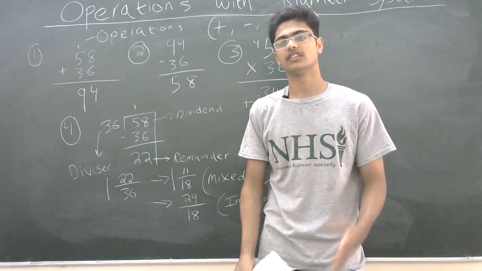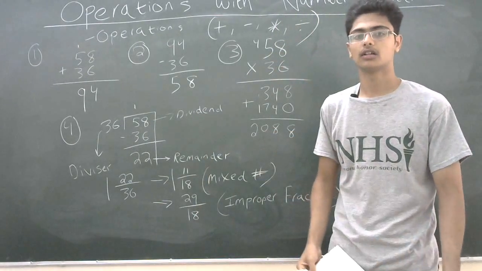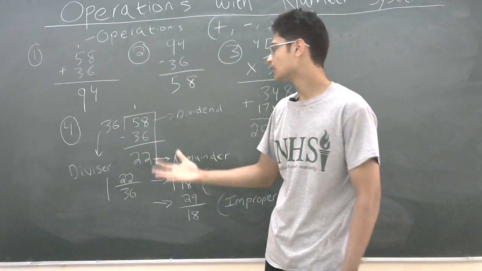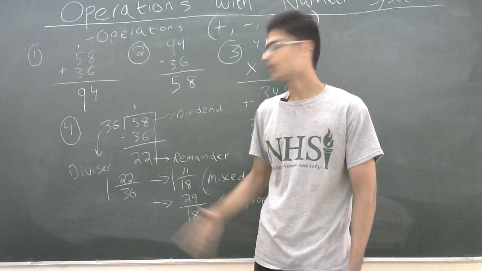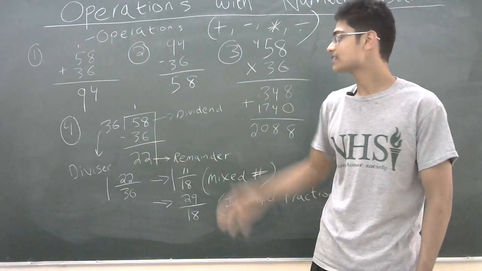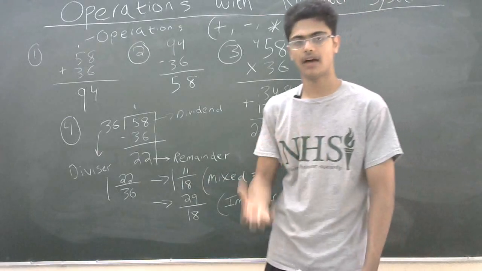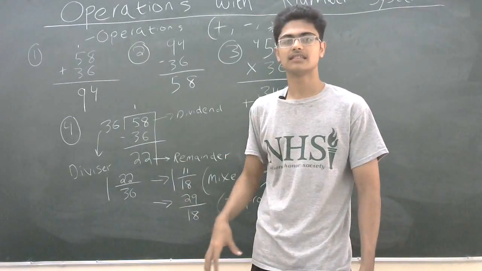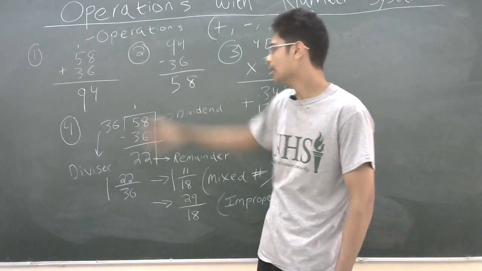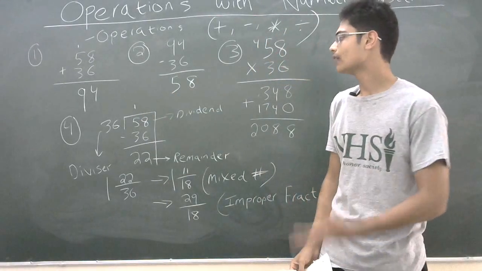Dealing with terminology, division has more terminology that you should know. So if we have something like 58 divided by 36, 58 is known as the dividend. And what this is being divided by is 36, which is known as the divisor. And the outcome of this answer is known as the quotient, which you're usually going to see on top. So let's see, 58 divided by 36.